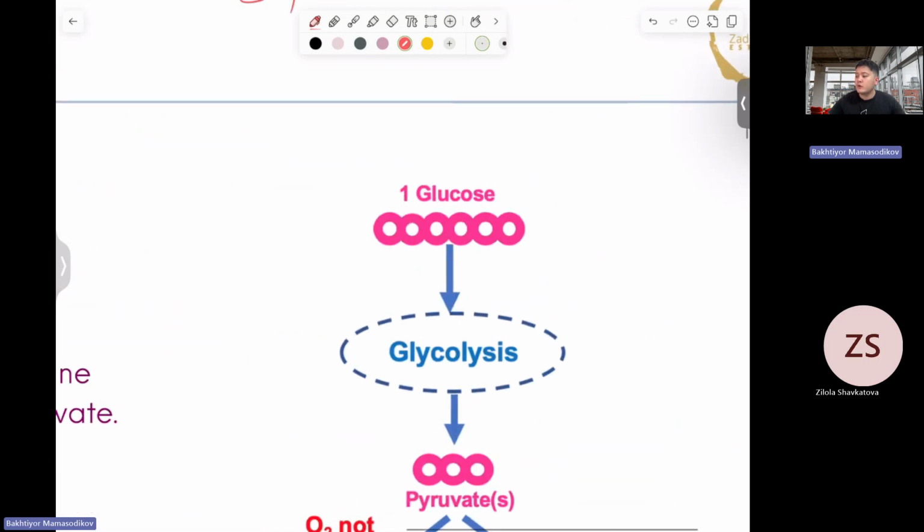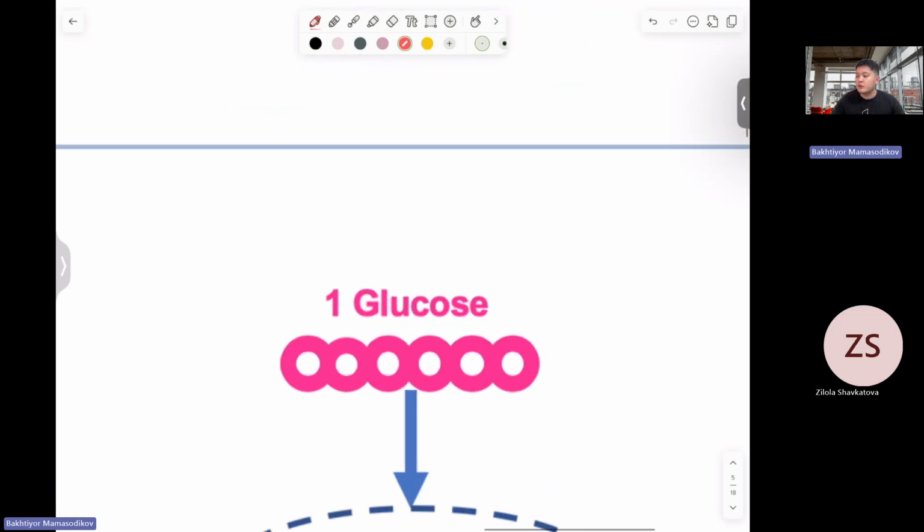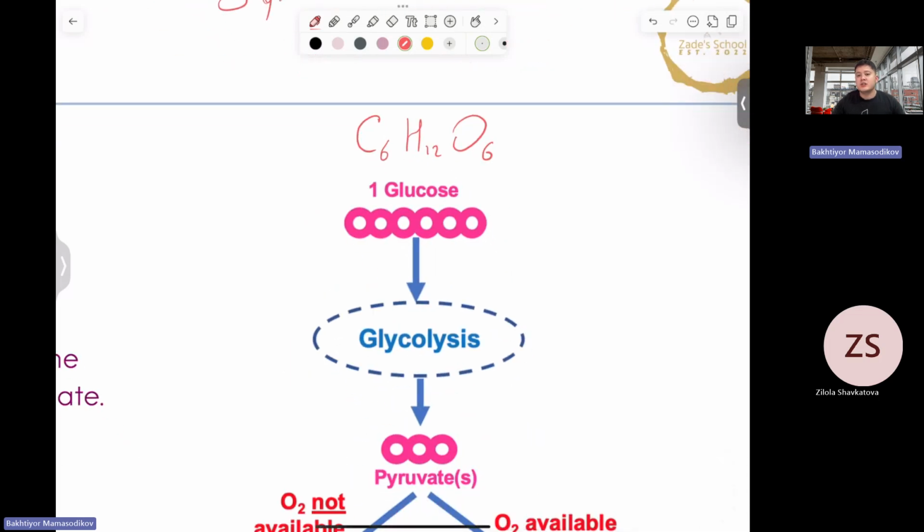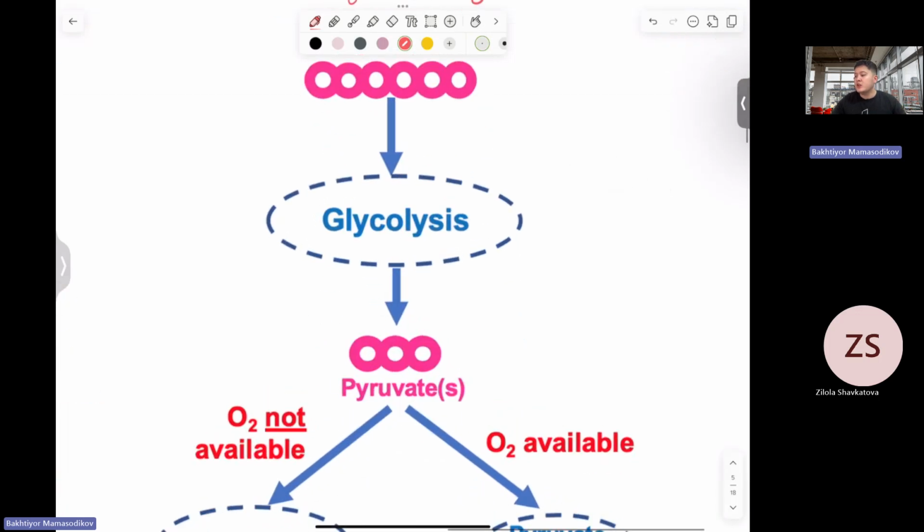What's the formula of the glucose? Can you please tell me? This is the formula of the glucose, one glucose molecule. It's going to enter the cytoplasm. It gets split into two molecules of the pyruvate.